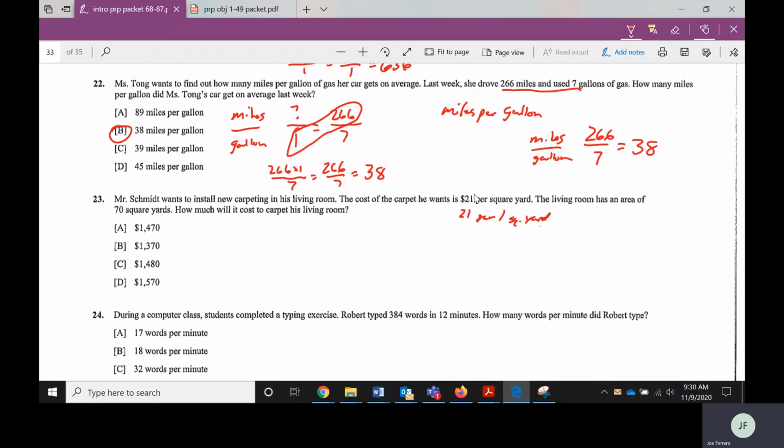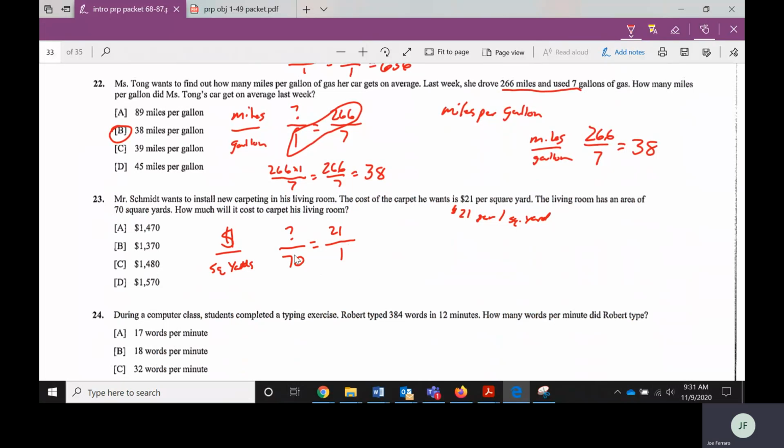Okay, and then the unknown is we have square yards and we want to know cost. So this is cost per square yard. The unknown is 70 square yards. And how much will it cost? So it matches up, square yards and cost. So we're going to go money over square yards. And we can do the unknown pair first, or you can do the known pair first. It doesn't matter. The unknown pair would be 70 square yards, goes down here, and we want to know the cost. And then the pair that we know is $21 per 1 square yard.